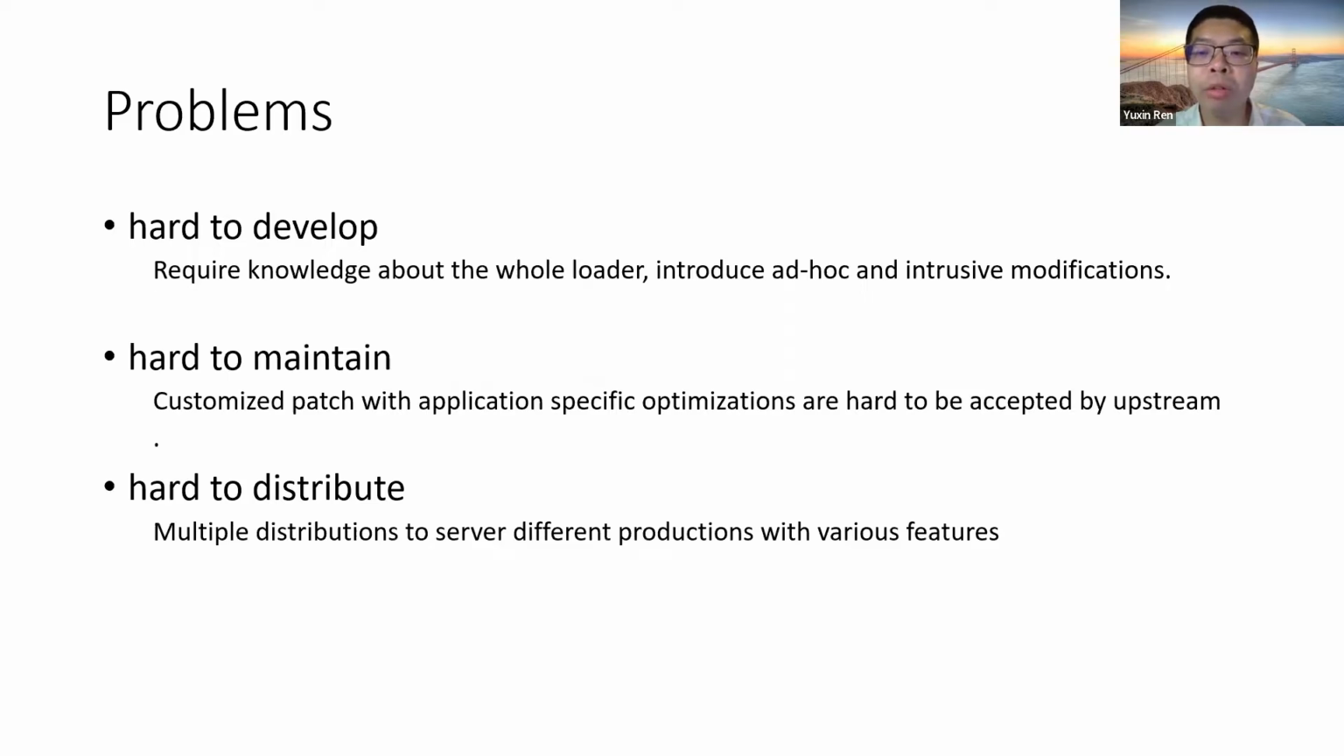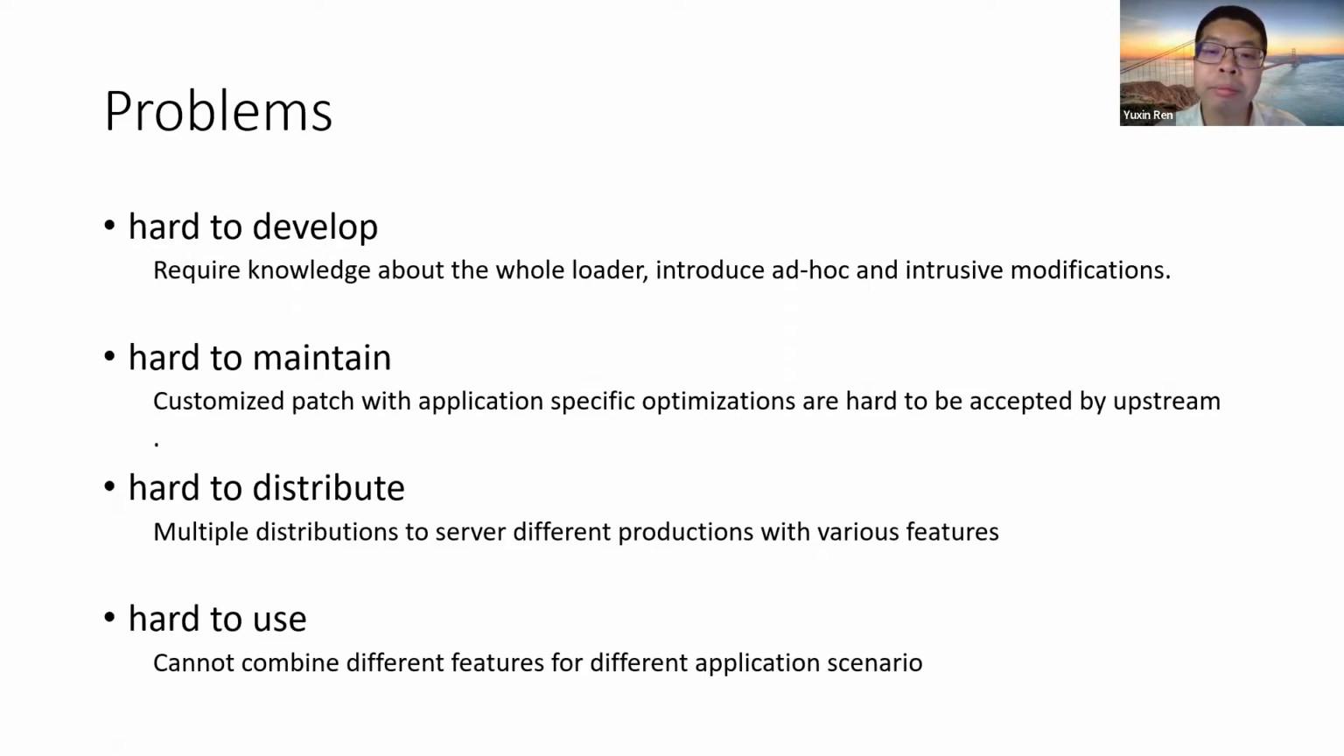Even worse, too many private patches cause a burden on releasing different distributions. For example, to provide production-specific features, it is painful for the OS department to release different OS or libc distributions with different loaders. Finally, the existing loader is hard to use by end customers when they want to combine different features in different application scenarios. So what is the fundamental reason causing those problems?